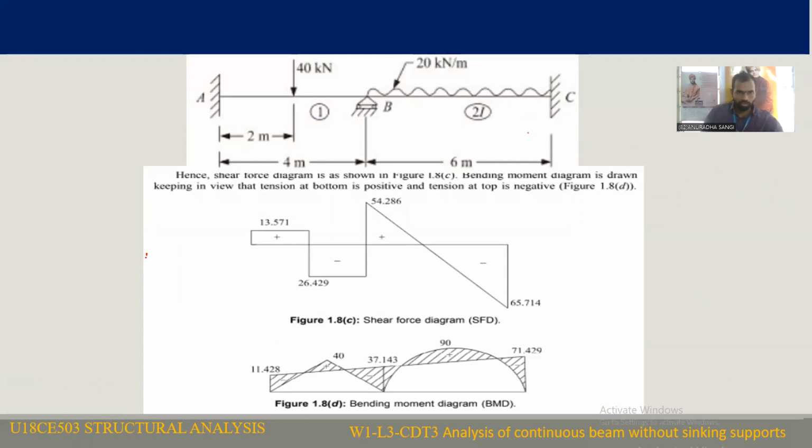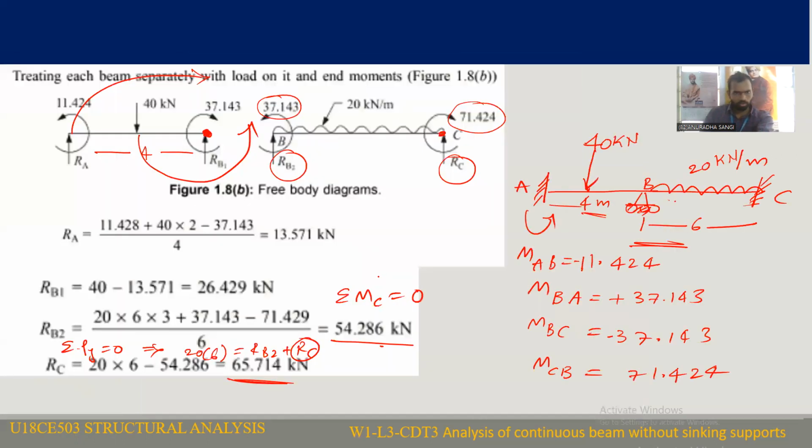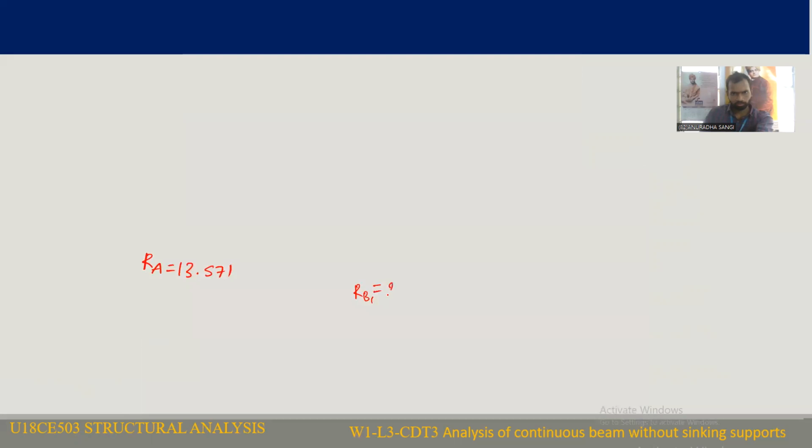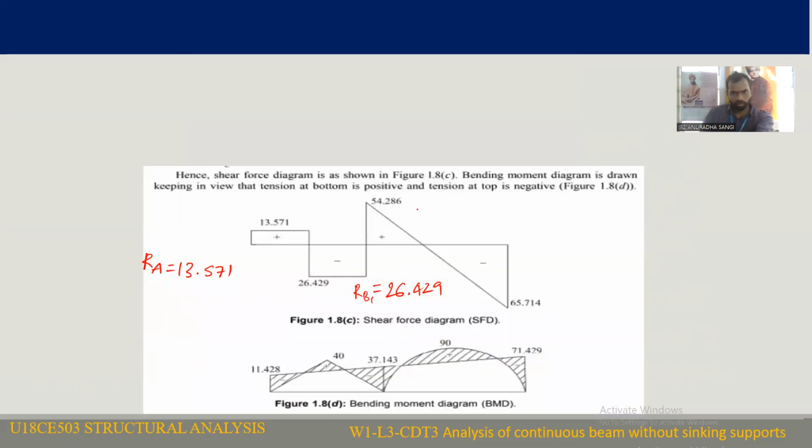So we know RA is equal to 13.571, RB1 value is 26.429, and RB2 is 54.286, RC is equal to 65.714. So these are the values.